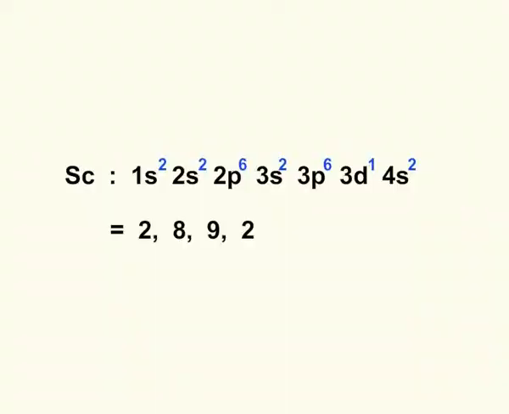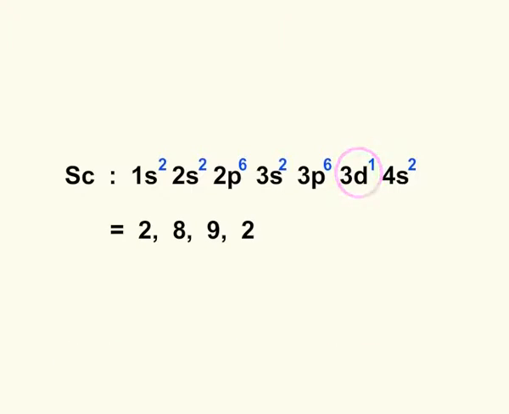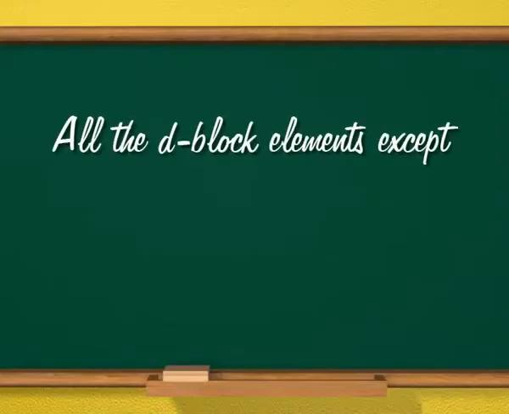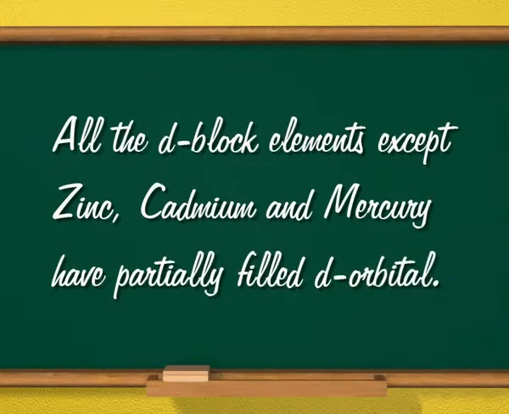Now let's see the electronic configuration of scandium: 1s2, 2s2, 2p6, 3s2, 3p6, 3d1, 4s2. It shows that it has an incompletely filled d orbital. It has only one electron in its d orbital. All the d block elements except zinc, cadmium and mercury have partially filled d orbitals.